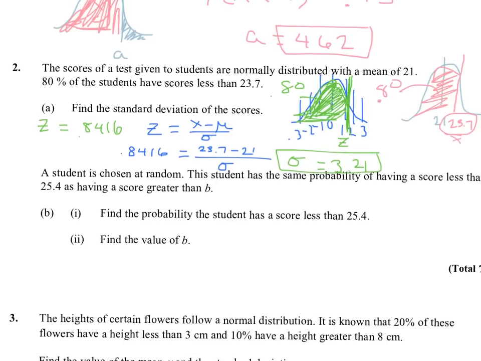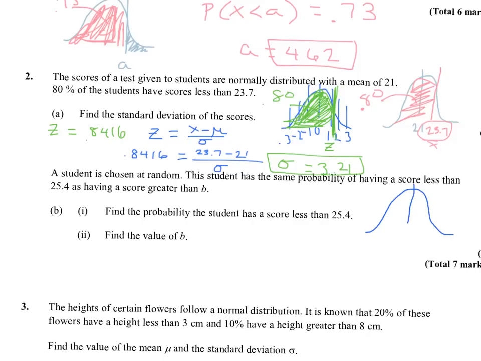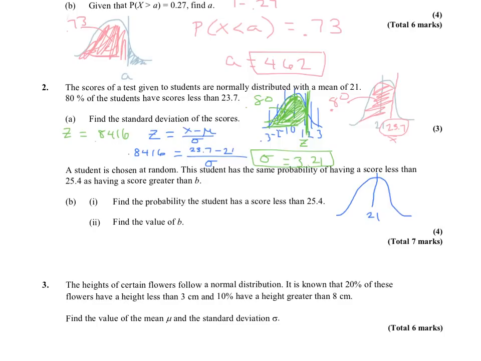It says a student is chosen at random. This student has the same probability of having a score less than 25.4 as having a score greater than B. Again, this problem is going to be a lot easier if we draw a picture. So here's a curve. Average is 21. It asks us to find the probability that a student has a score less than 25.4. So I'm going to mark 25.4 to the right of the mean, and we want to find this probability to the left.